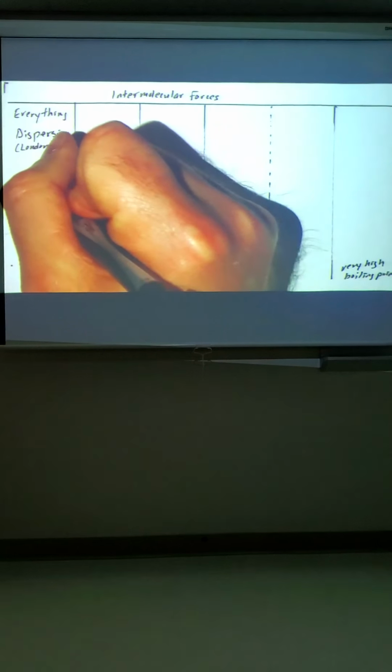So the reason we say everything has them is because everything has electrons. And if everything has electrons, they're going to have the ability to do this. It's just that if you have something weak, we only care if you have something stronger. And whatever you have that is stronger is going to be your dominant force. So we're going to be looking for those dominant forces. The only time that we really care about London forces at all is when we're nonpolar.